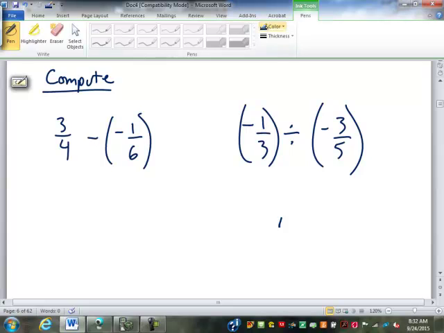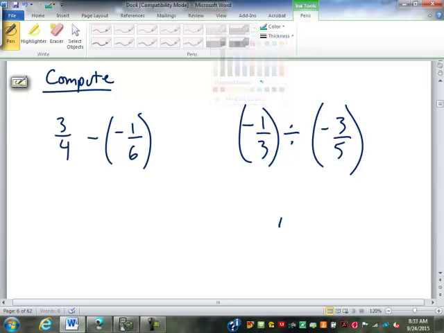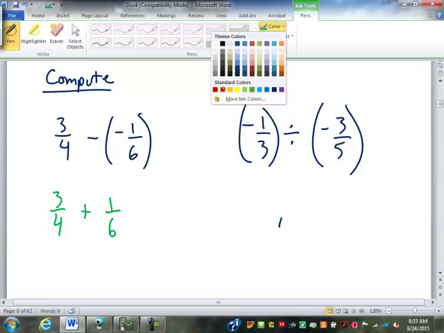Okay, so for the first one, first thing we have to do is figure out how they combine. When we're dealing with negatives, even though it may say subtraction, sometimes we're adding, sometimes we're subtracting. So when we're subtracting, of course, we change it to plus the opposite. So 3/4 minus a negative 1/6 is going to become 3/4 plus the opposite of negative 1/6, which is positive 1/6. So now it's just a matter of finding our common denominators.